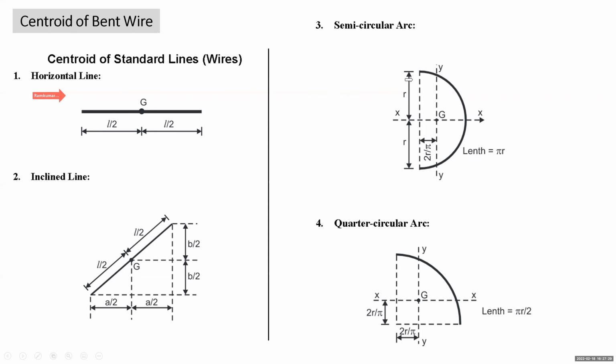Then we take the semicircular arc. Your wire is bent into the shape of a circular arc. You'll remember that the centroid of a semicircular arc lies along the axis of symmetry, at a distance of 2r upon pi. What is the length of the semicircular arc? Pi r. Then we come to the quarter circular arc. For a quarter circular arc, the centroid lies at a distance of 2r upon pi from each base. And what is the length of the quarter circular arc? Pi r by 2. So with this, students, we are ready to start with the problems.